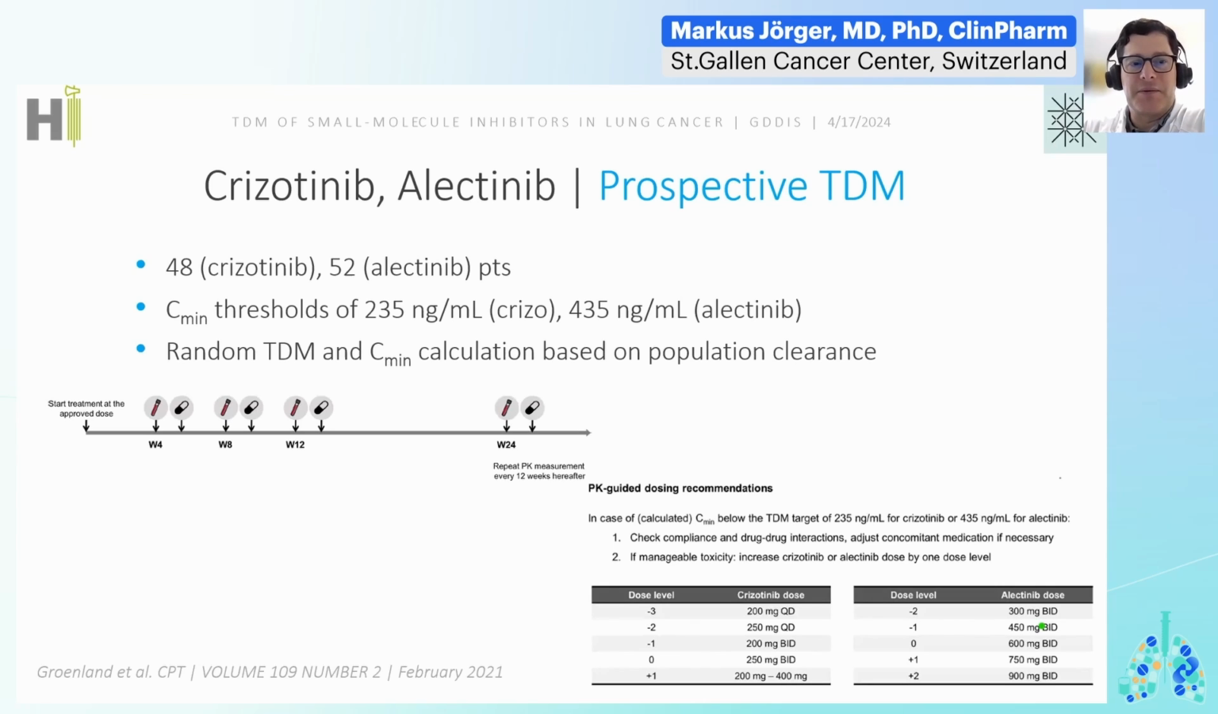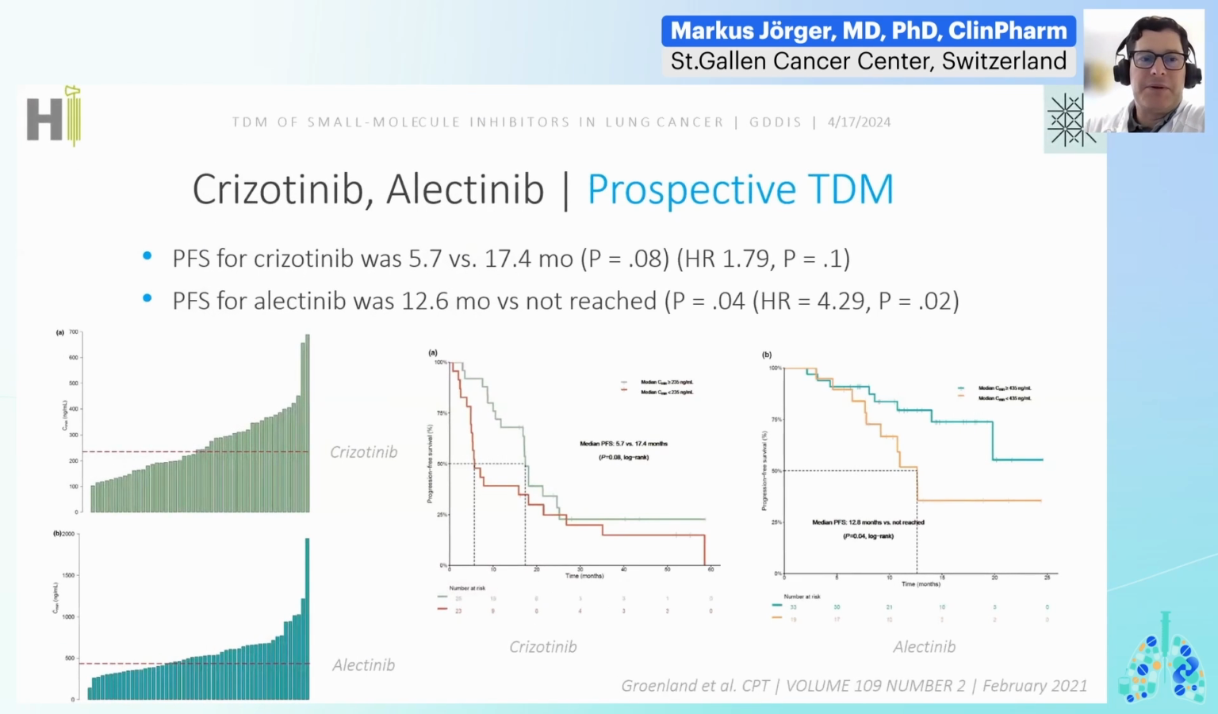And importantly, they did random sampling, and they calculated the C-min based on a formula, and on the average population clearance. They used this dosing algorithm that I'm showing here to achieve a minimal C trough levels. You can see here that importantly there is a wide variability in the plasma concentrations. That's something we know very well. You can see here this for criso and also for alectinib.